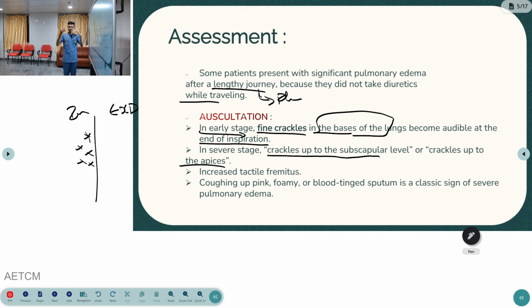If the disease becomes more severe, it will reach the middle lobe on the right side, otherwise the upper lobe on both sides. So it will reach the upper lobe and then cover the airways also. That's why there are crackles up to the subscapular level or apex of the lung. And then increased tactile fremitus, which we know is a vibration test. And then coughing up pink, foamy, blood-tinged sputum, that is a classical sign of severe pulmonary edema.